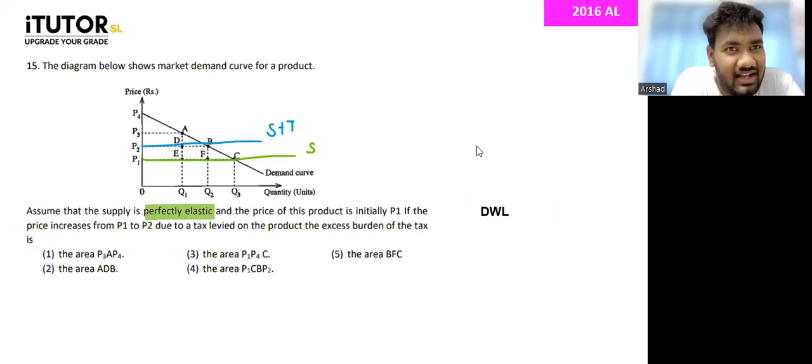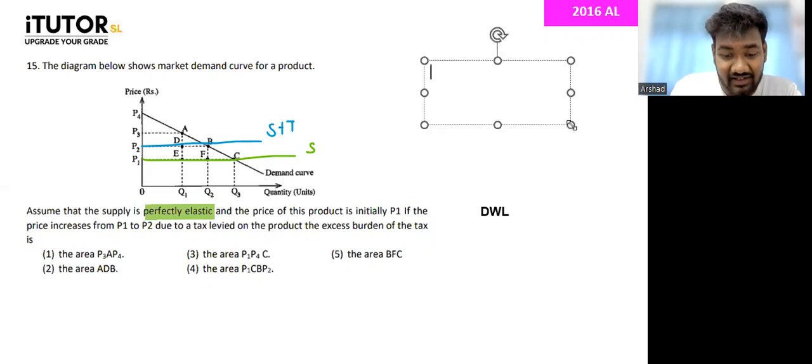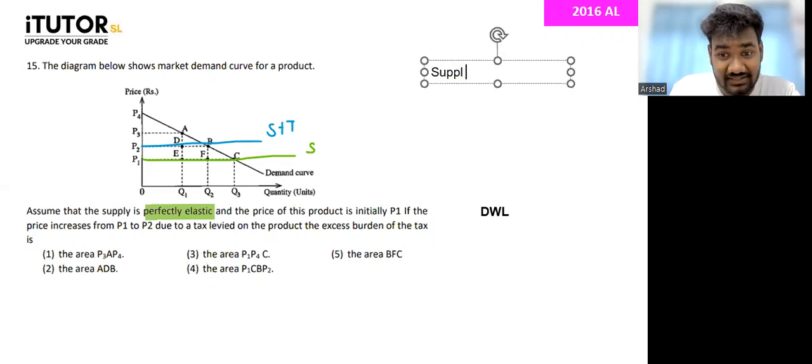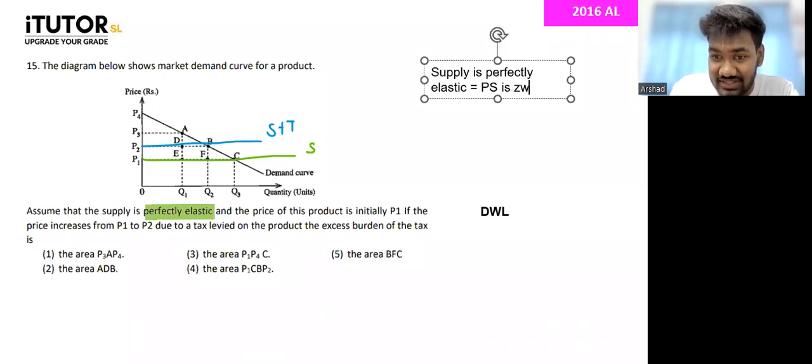Producer surplus is the difference between what the producer expects and what he actually gets. What is the producer surplus if supply is perfectly elastic? Remember, guys, when supply is perfectly elastic, the producer surplus is 0. There is no producer surplus.